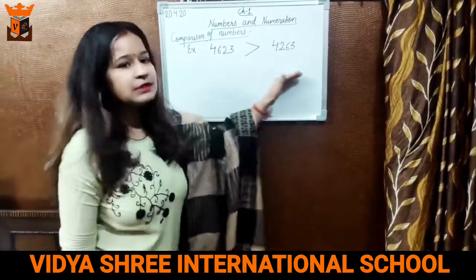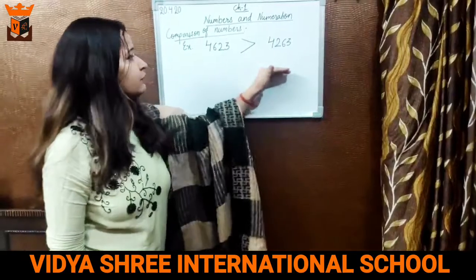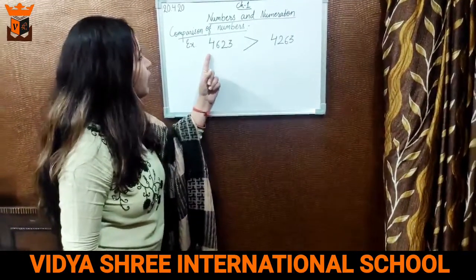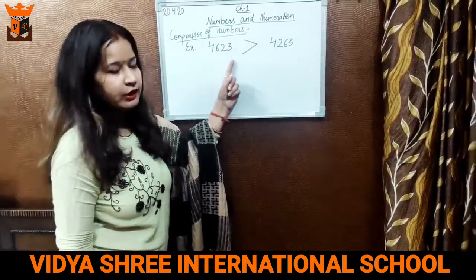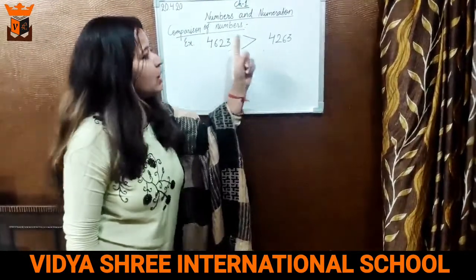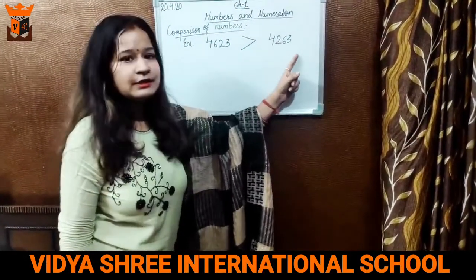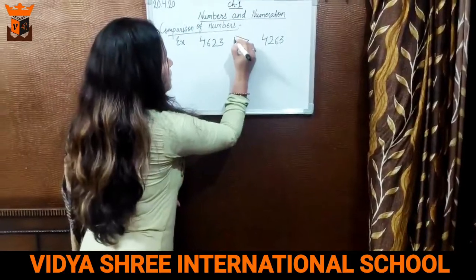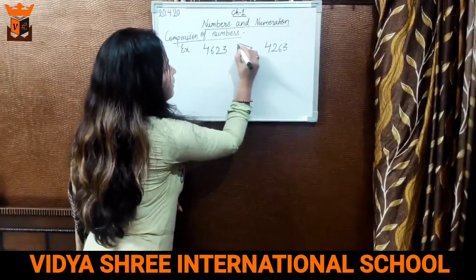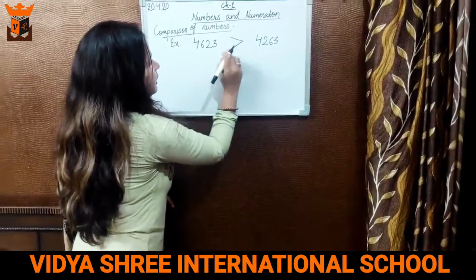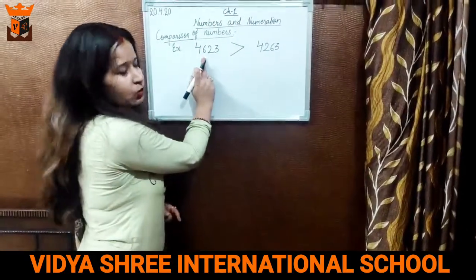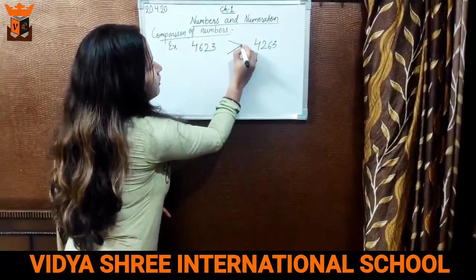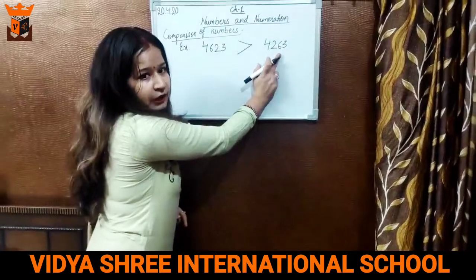And when we read this equation, we will read it like 4623 is greater than 4263. This is the open space between the sign. This open side depicts the bigger value and this is the dot. This depicts the smaller value.